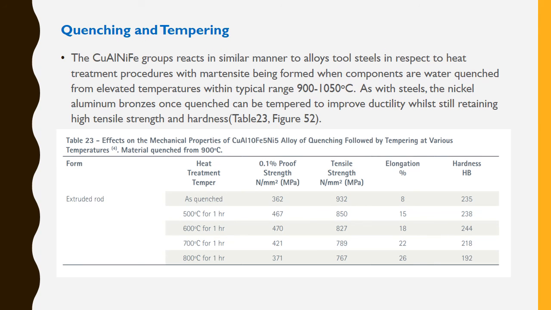Quenching and tempering. The copper aluminum nickel iron group reacts in a similar manner to alloy steels in response to heat treatment procedures, with martensite being formed when components are water quenched from elevated temperature within the typical range of 900 to 1050 degrees Celsius. As with steel, the nickel aluminum bronze quench can be tempered to improve ductility while still retaining high tensile strength and hardness. Table 23, figure 52.